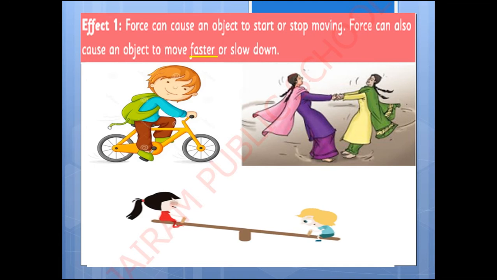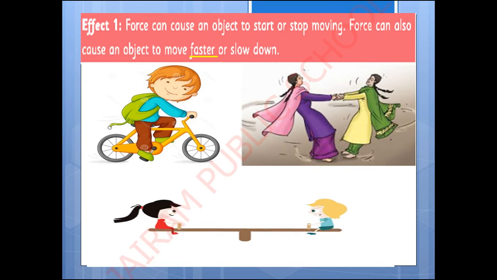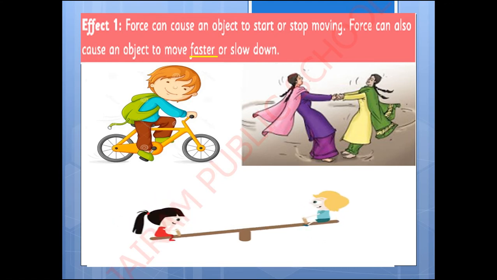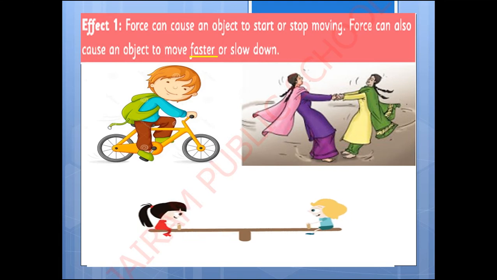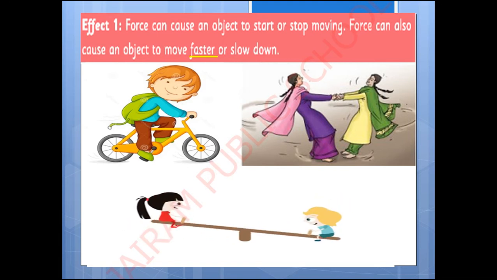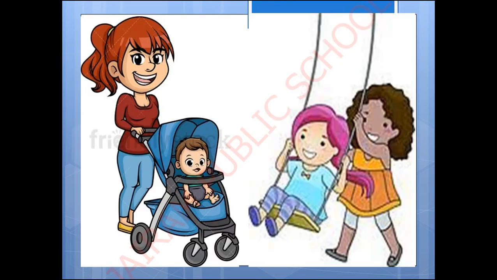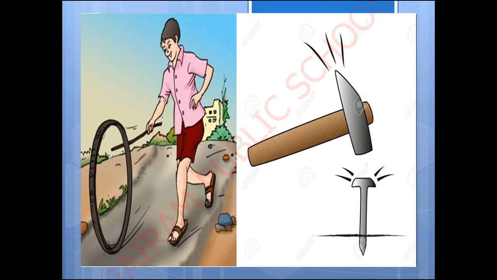For example, when push force is applied fast, the cycle moves fast. The same way, when these girls apply more force while playing, they can rotate very fast. The same way, push and pull force is applied in the seesaw. Here also the same. When a force is applied on a moving object, it may cause the object to either move faster or slow down.